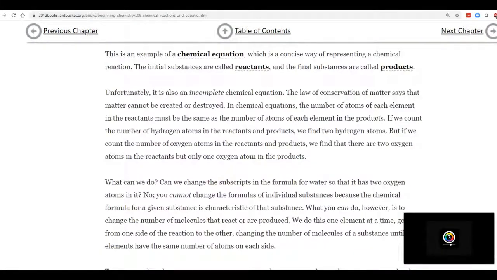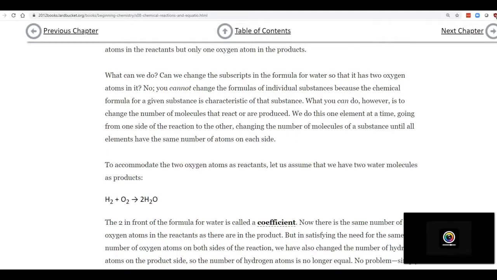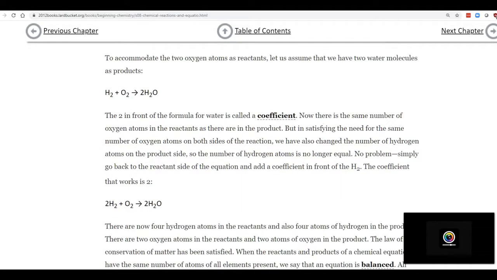You're going to learn how to write equations that will show a chemical reaction that happens in real life. Chemists use a lot of shorthand, so we don't have to write so much. This is going to be an example of a chemical reaction. So you have hydrogen gas and oxygen gas making water on the right side. These are called the reactants, and this is called the product side.